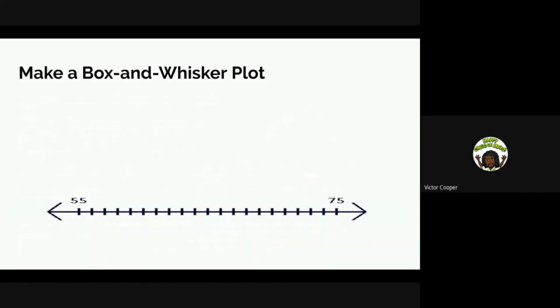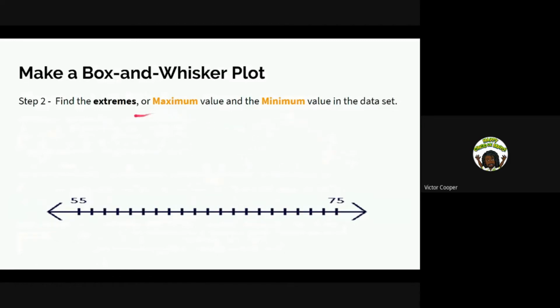Okay, so box and whisker plot. So we got a number line. We're gonna stick the number line down there, all right? In our number line, we're gonna need our extremes, or the max and min, like I said. So make sure it fits in there. So we said our smallest number was 57, and our biggest number was 74.